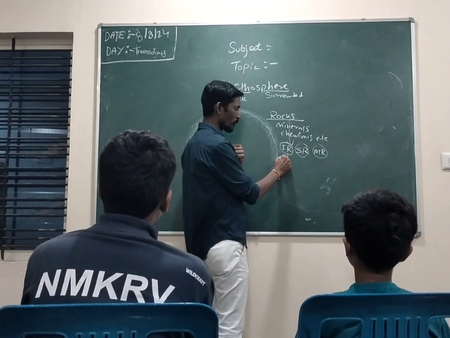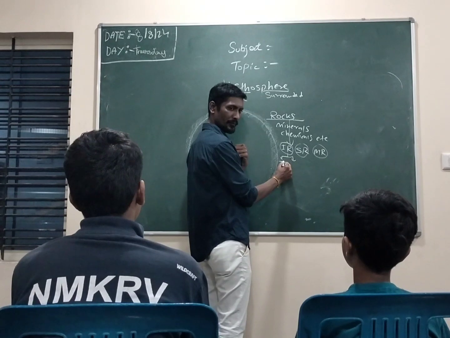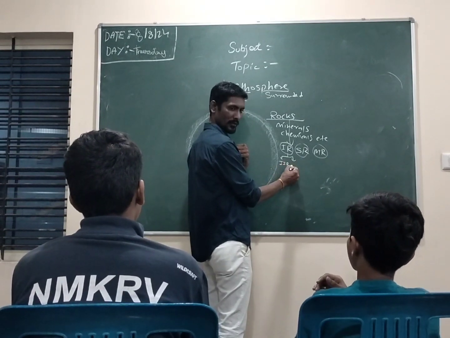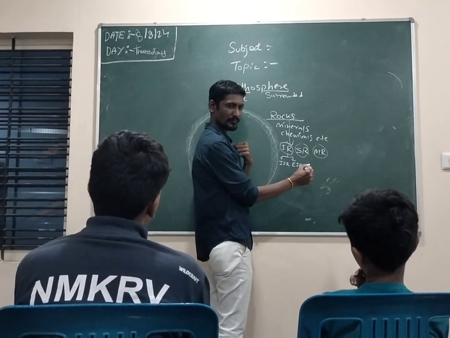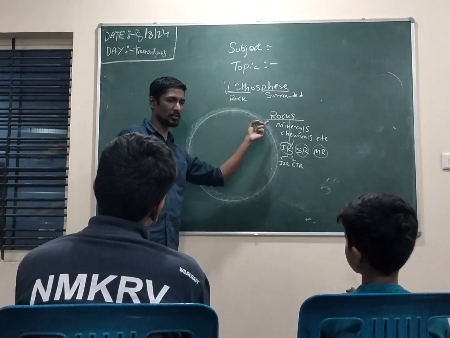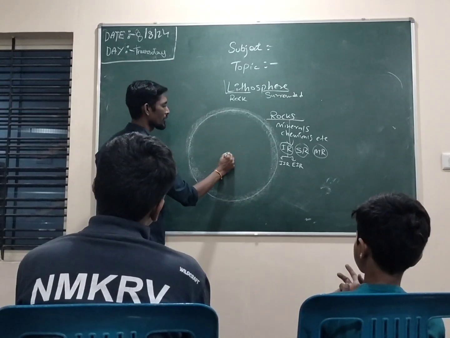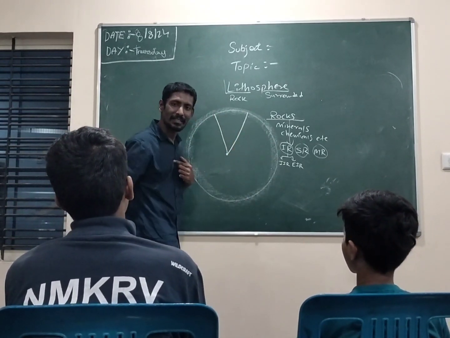Among the primary rocks we have two types: intrusive igneous rocks and extrusive igneous rocks. Also we have different categories, but first of all we will see this lithosphere. In the lithosphere, if you see, we have the interior of the earth.